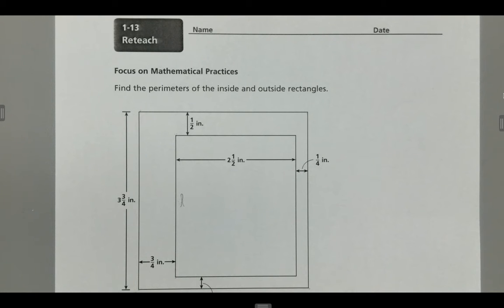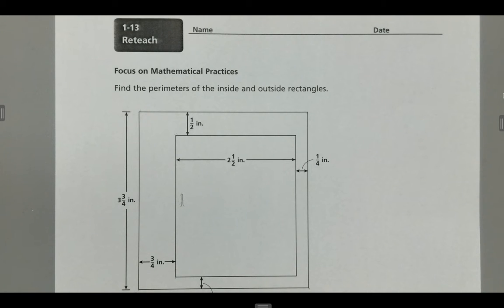Lesson 113, More Real-World Problems. For this task, we've been given a diagram that has some measurements, and we're being asked to find the perimeters of the inside and outside rectangles. To calculate the perimeter of a rectangle, we're talking about finding the total length of all four sides.